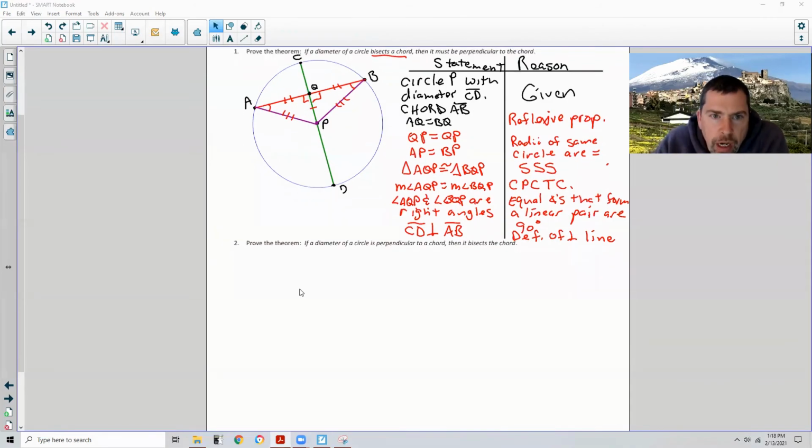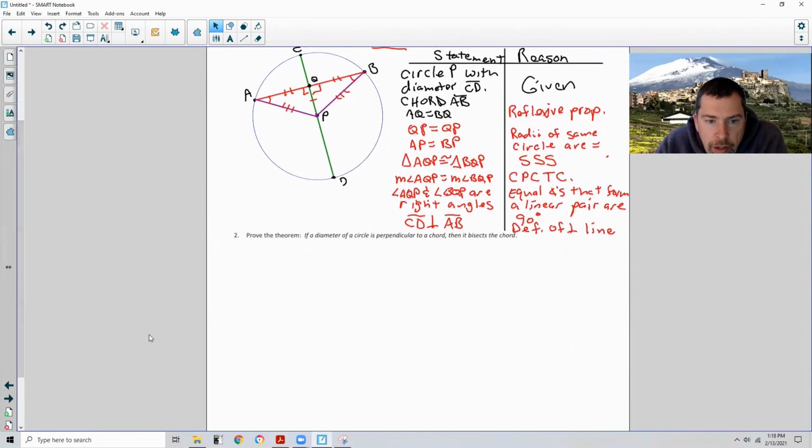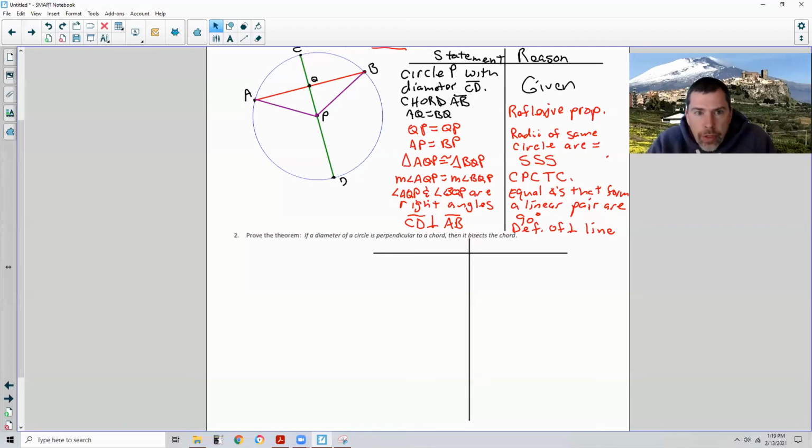Okay, so now we're going to do the converse in number 2. I don't want to scroll down any further because I want to use this circle in my next proof. So we use the same circle. Let me just clean this up and get rid of those congruent markers. Here's the diagram that we created. I took away all of the congruent symbols because we're going to do this again. This is a converse.